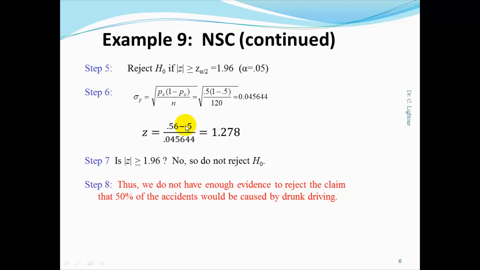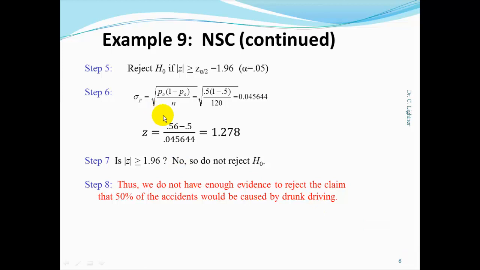In step 6, we compute our test statistic. Our standard deviation of p-bar is equal to the square root of p0 times 1 minus p0 divided by n. For our problem, p0 is the value listed in our hypotheses. Therefore, the standard deviation of p-bar is equal to the square root of 0.5 times 1 minus 0.5 divided by our n value, which is 120. The standard deviation of p-bar is equal to 0.045644.